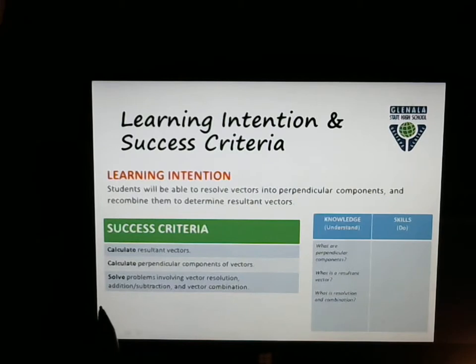In terms of skills, we can see we've got two calculate verbs here. Those are both skills, and so we need to be able to calculate perpendicular components and resultant vectors. If we don't know the method, we can't do the skill. And finally, we should be able to do this solve component again, which is another skill there, so we need to use these skills on complex problems. So let's get into it.